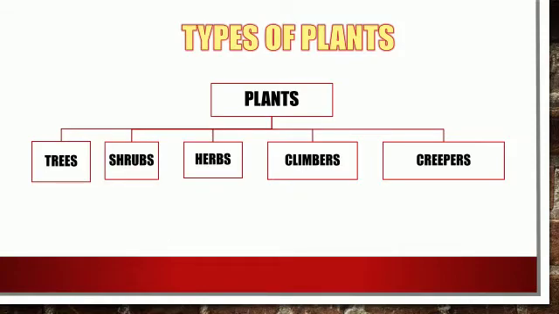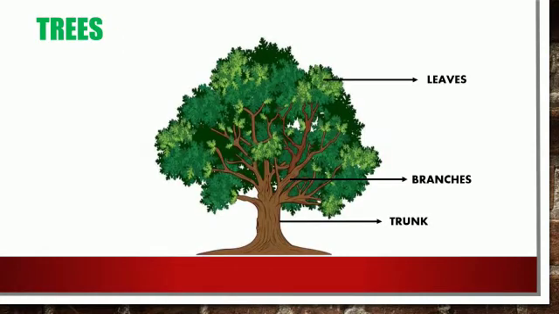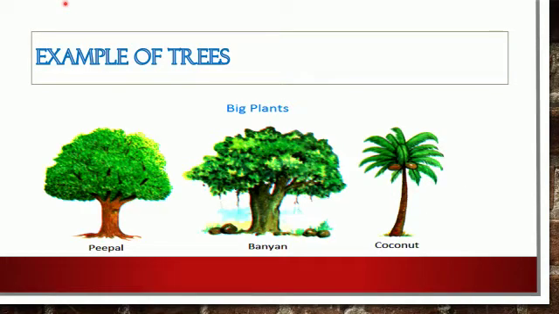So children, the different types of plants are trees, shrubs, herbs, climbers and creepers. So now let's learn each type of plant. Very big, tall and strong plants are called trees. The stem of a tree is called trunk. It is hard and thick. The trees also have branches. Examples of trees are peepal tree, banyan tree, coconut tree, mango tree, neem tree, etc.